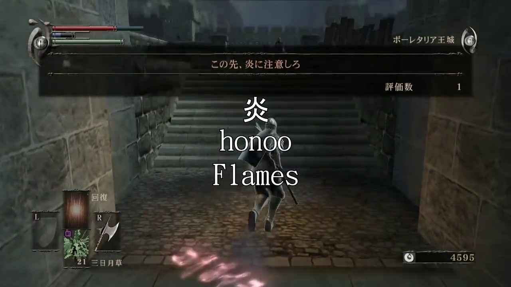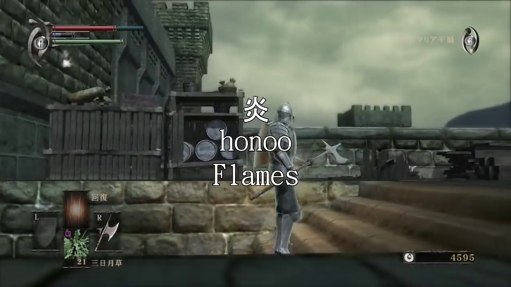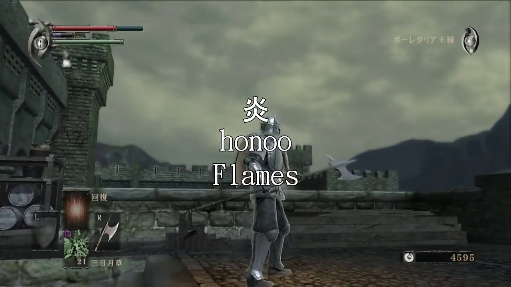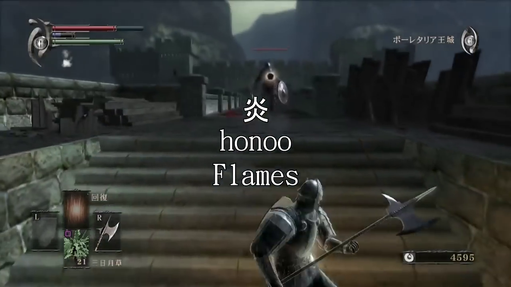Hono, flames. We've already seen the on reading of this character when we picked up the firebombs. When it's on its own, it's hono, which is the kun reading.